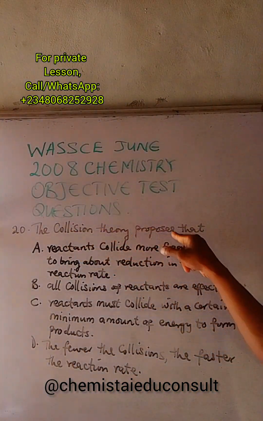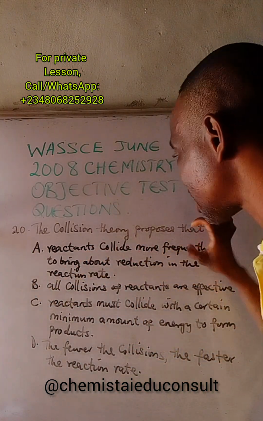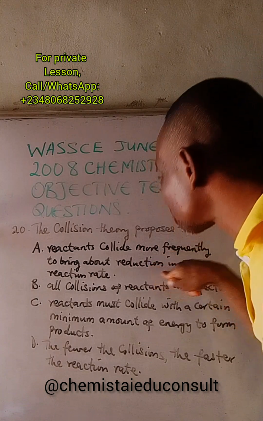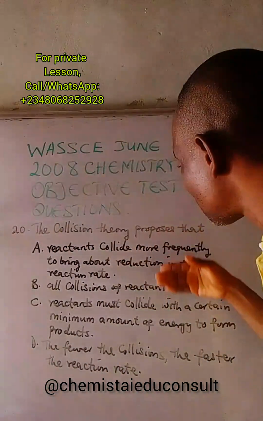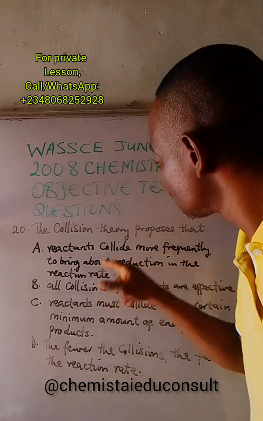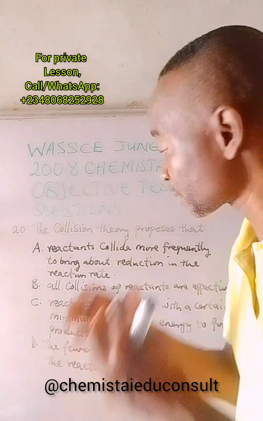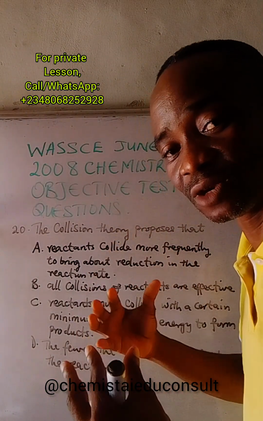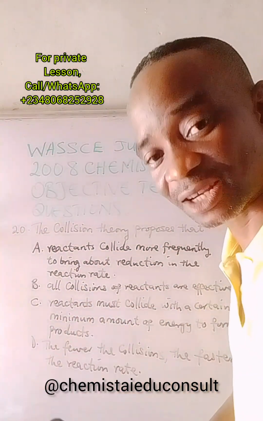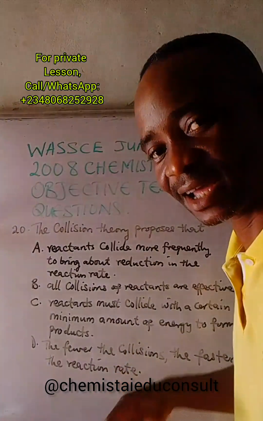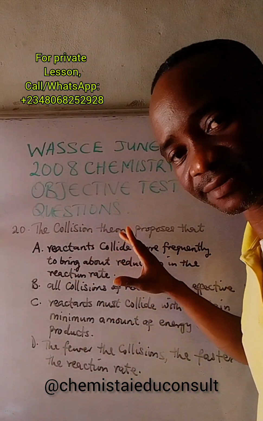The collision theory proposes that A. Reactants collide more frequently to bring about reduction in the reaction rate. This is a fallacy. Reactants collide more frequently, rather, to bring about increase in reaction rate, because the more frequent the collision, the more the number of effective collisions that lead to reaction, and the higher the reaction rate that produces the product. So A is wrong.